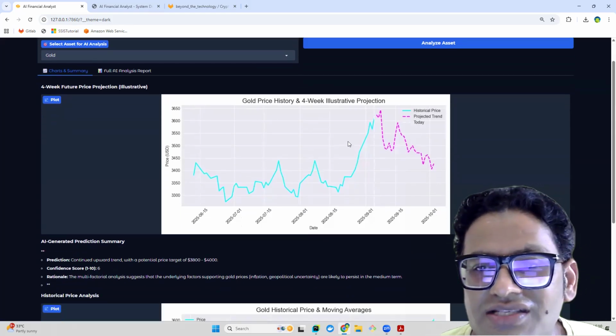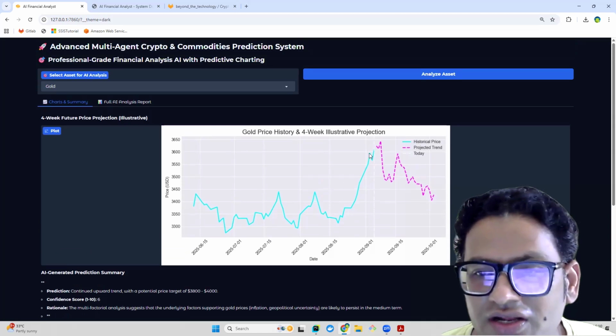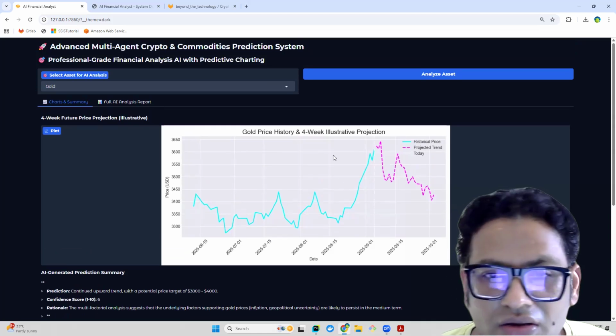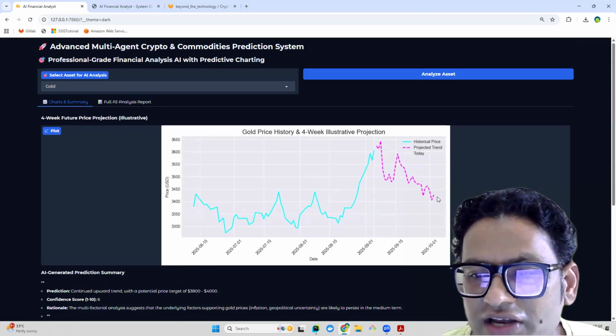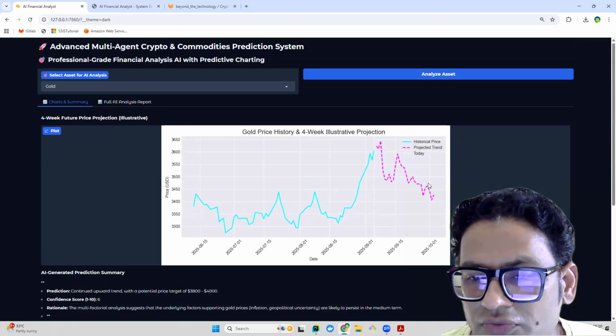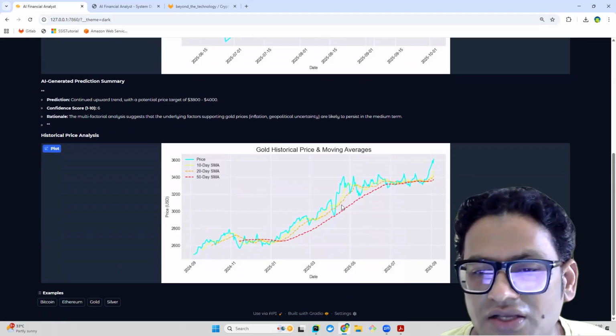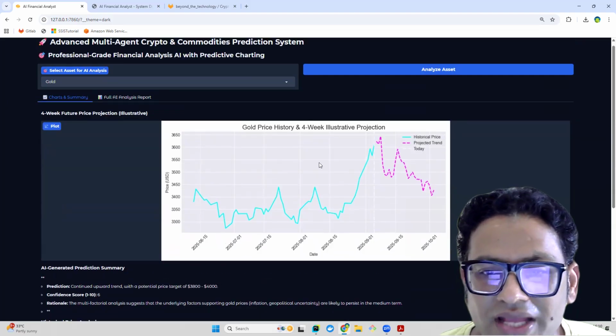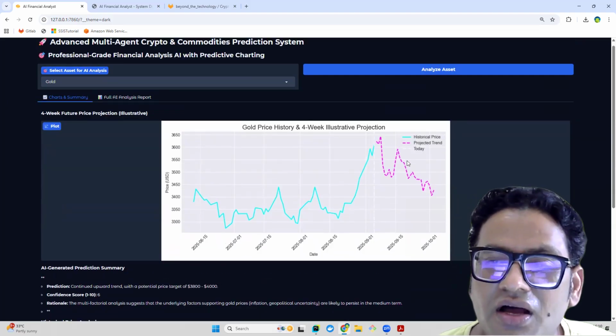So now we have this historical data projection on the chart. Then I can see the projected trend, right? So for the next 4 weeks, this is the historical data. This is pretty much the same as this one, but it also has a predicted value.